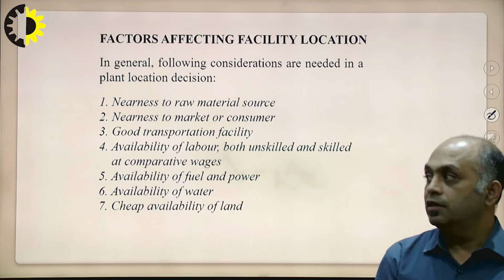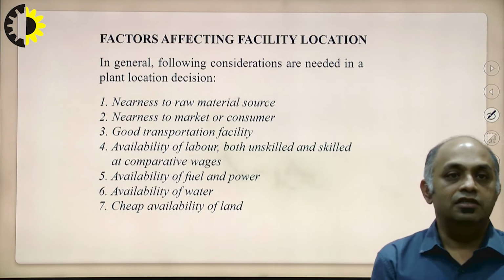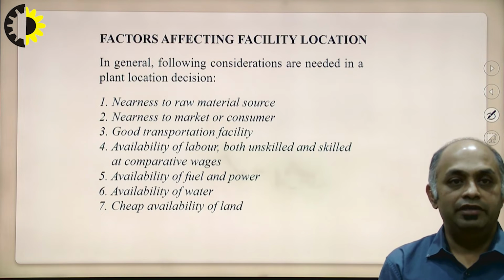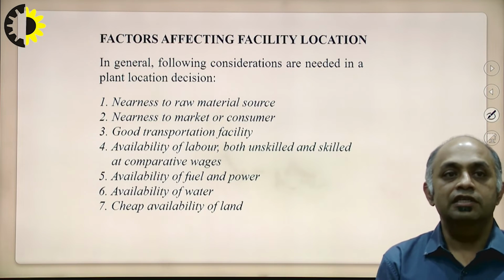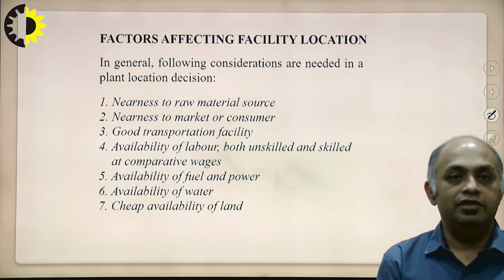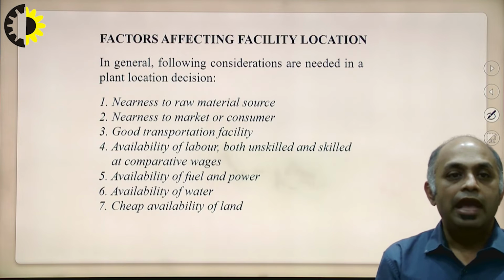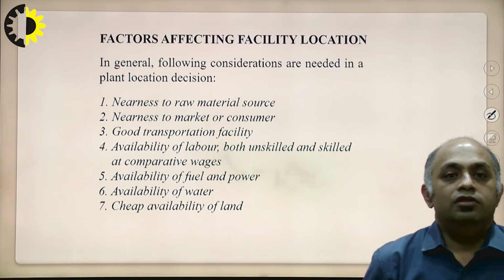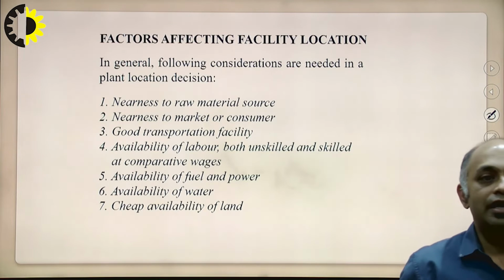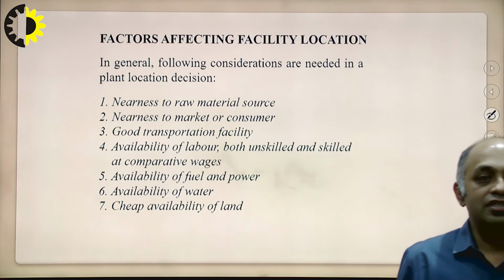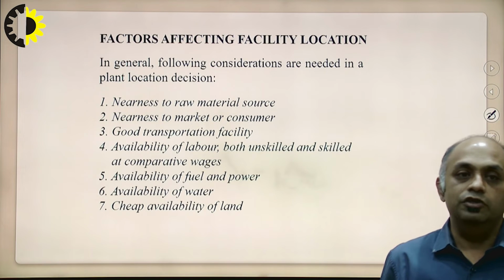Factors affecting the facility location: in general, the following considerations are needed in a plant location decision. Nearness to raw material source is very important. The raw material inputs are all the inputs that are taken care of. Then nearness to market or consumer, good transportation facility, availability of labor, both unskilled and skilled, at comparative wages. This comparative wage is a very important aspect here, where we talk about skilled and unskilled labor. Both types of labor should be available.